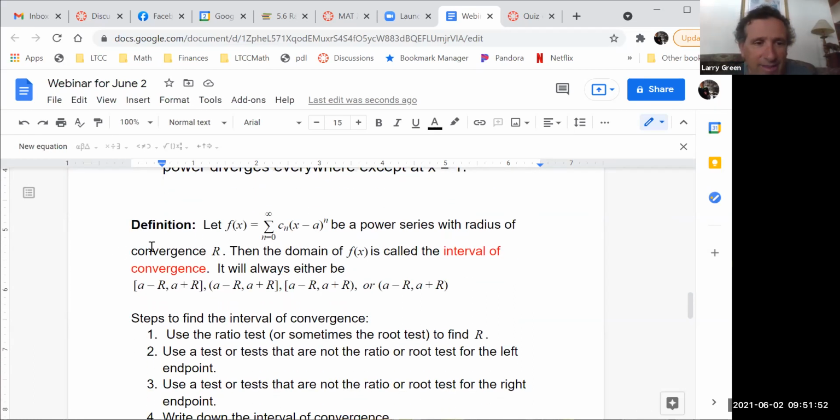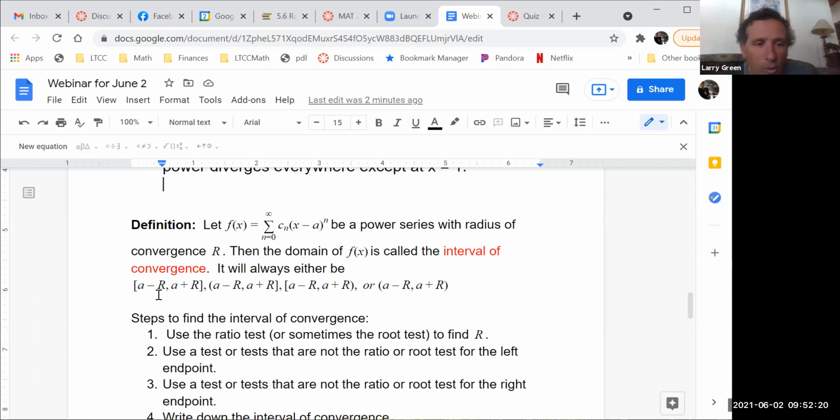Okay, so next is the big deal. And that is this big definition. So let's, again, consider the power series of function of x. So f of x is summation n equals 0 to infinity of cn x minus a to the n. And that's a power series. And let's suppose the radius of convergence is r. Then the domain of f of x is called the interval of convergence.